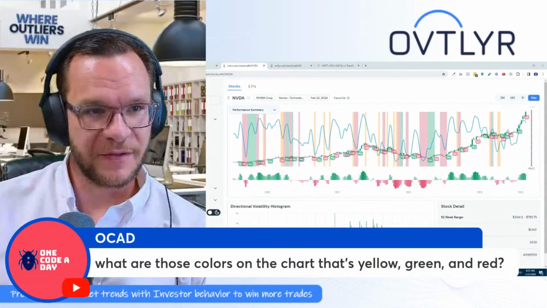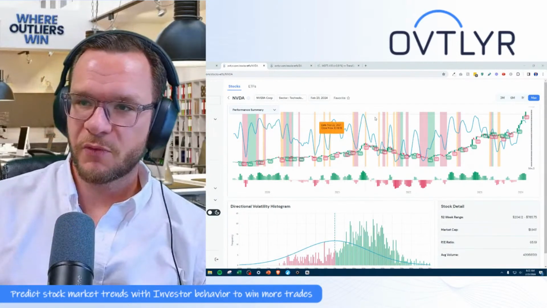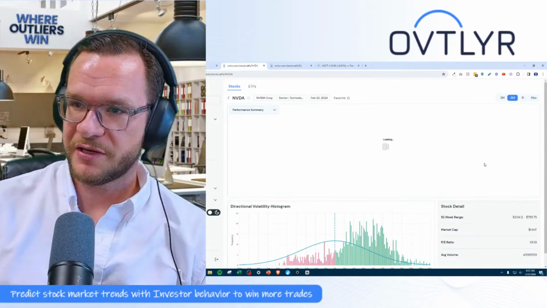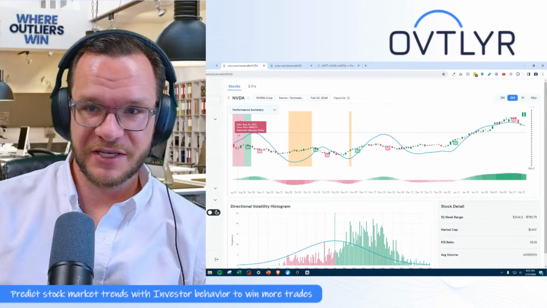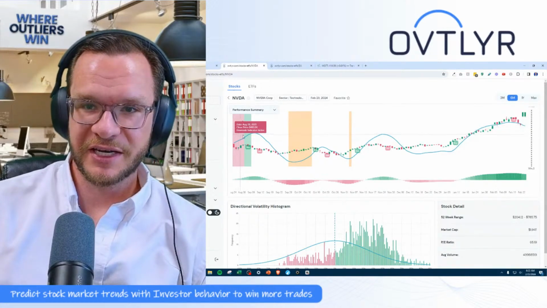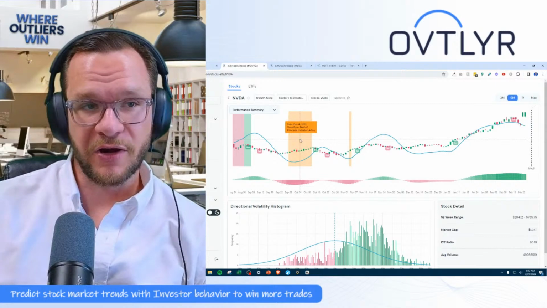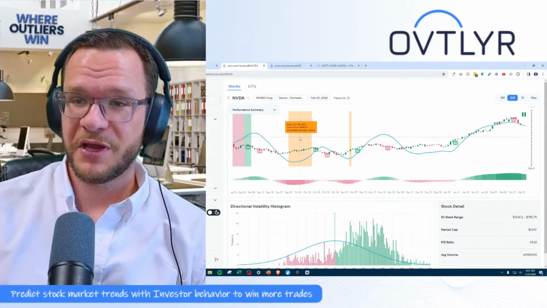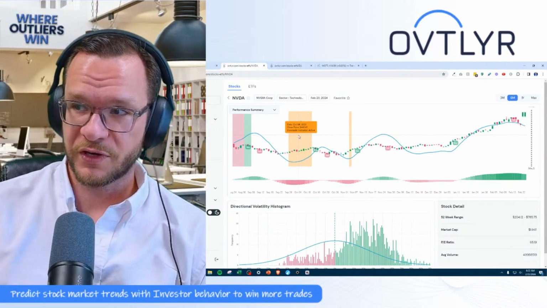Another question in the chat. What are those colors on the chart? Red, yellow, and green. So these are what we call the downside and recovery indicators. So let's pull in here. And so the red is the downside indicator, and the green is the recovery indicator. And then these yellow areas are like a yellow light, right? Like, hey, look out. Be on the warning because we might see the pullbacks coming really soon.